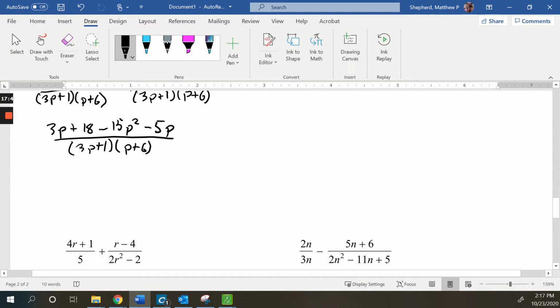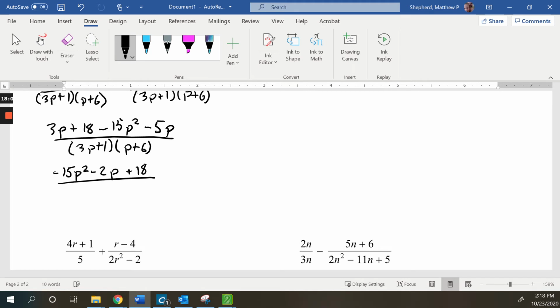Okay, let's combine the like terms. So I will first put my negative 15p squared, and then a 3p minus a 5p, we get negative 2p plus the 18 all over 3p plus 1, p plus 6. All right, and once again, I'm just going to quickly see if I can use some factoring by grouping to factor my numerator up here.